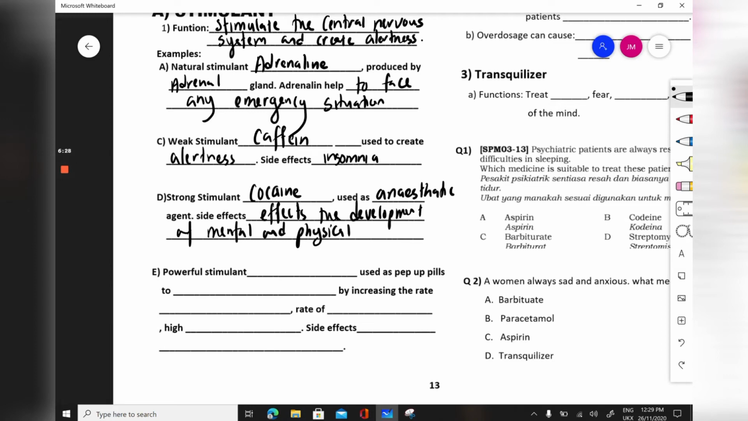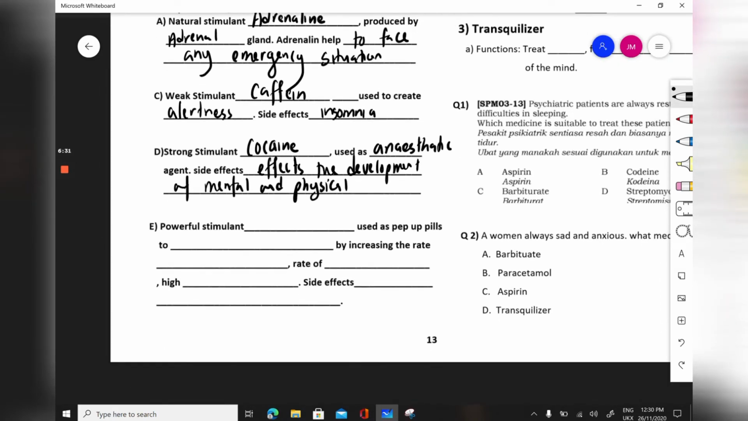And the powerful stimulant used as pep-up pill is known as amphetamine. This amphetamine is used as a pep-up pill to reduce body weight and create alertness by increasing the rate of metabolism, the rate of respiration, and blood pressure. The side effect is that it can cause addiction.